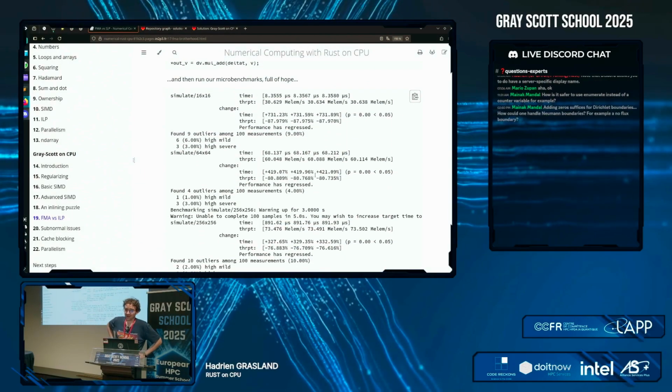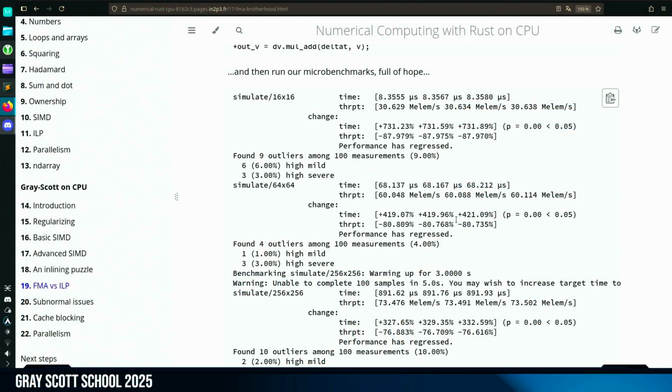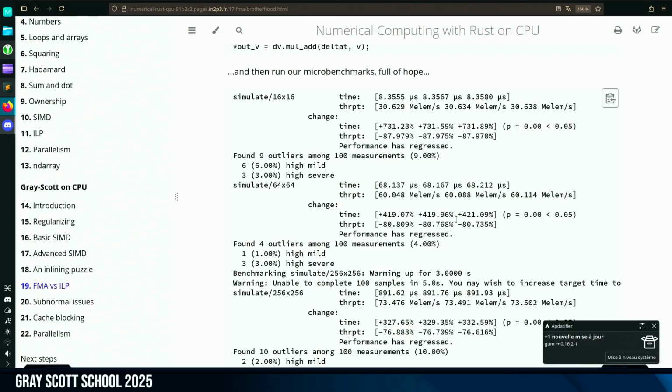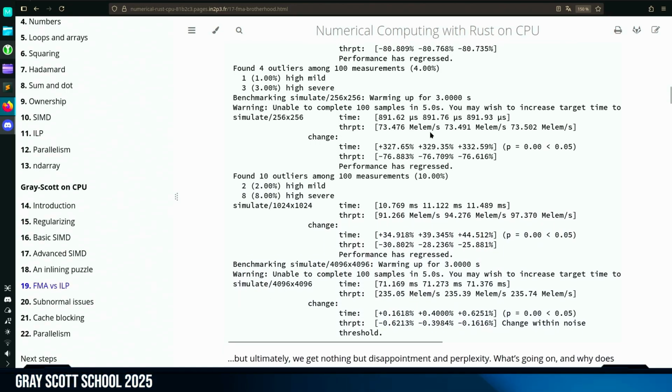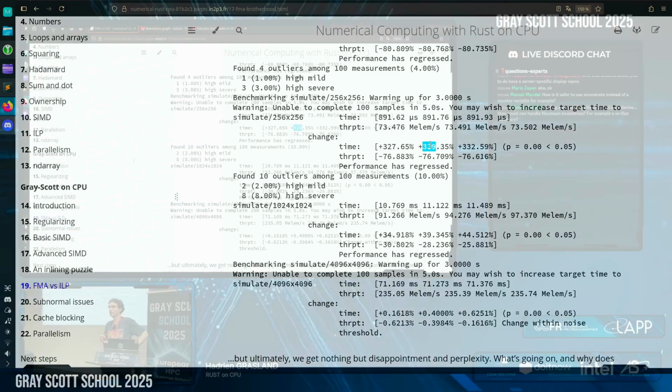Well, how does 7 times slowdown sound in terms of wrong to you? That's bad. That's on a small problem size, to be honest. But even on larger problem sizes, it's bad. We still get up to a certain problem size a 3 times slowdown, which is still not something we want in production code. So what happened here?